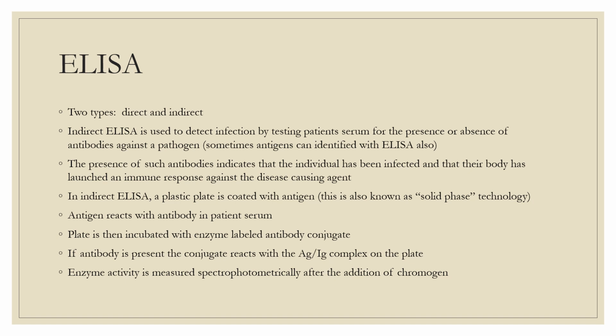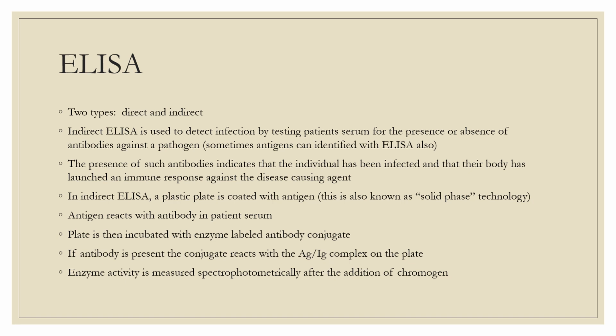Indirect ELISA is used to detect infection by testing a patient's serum for the presence or absence of antibodies against a pathogen. So in other words, if our patient's antibody titer goes up, if it's very high, they probably have an acute infection due to that particular pathogen. In an indirect ELISA, a plastic plate is covered with antigen. This is also known as solid phase technology, and the antigen reacts with the antibody in the patient's serum.